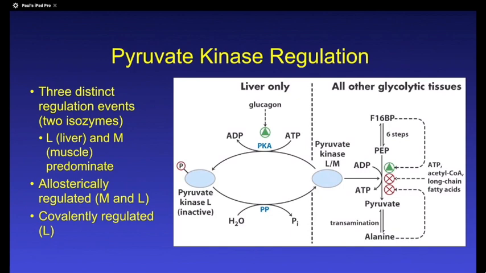The last enzyme is pyruvate kinase. Pyruvate kinase has two versions, a liver and a muscle. The control points are allosteric regulation in both muscle and liver, and then covalent regulation in liver only. So let's take a look at the allosteric. And remember what allosteric means: something binds to the enzyme, not in the active site, and makes it go faster or slower. And so here is the enzyme. It goes from phosphoenolpyruvate to pyruvate. That's what the enzyme does.